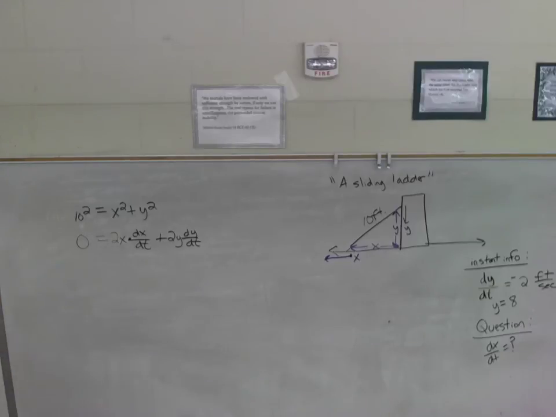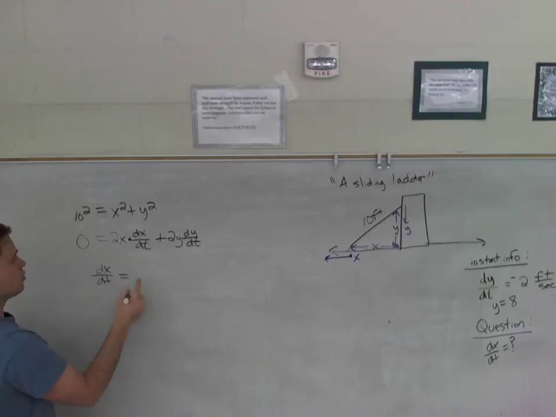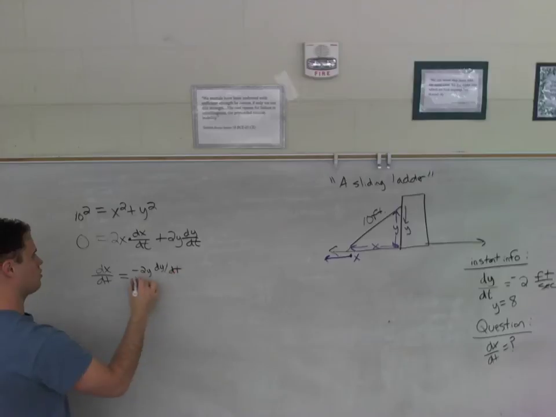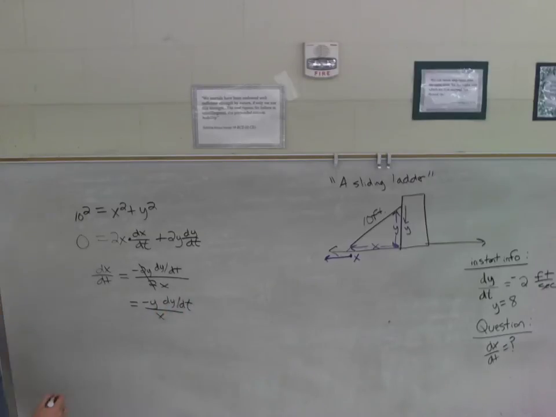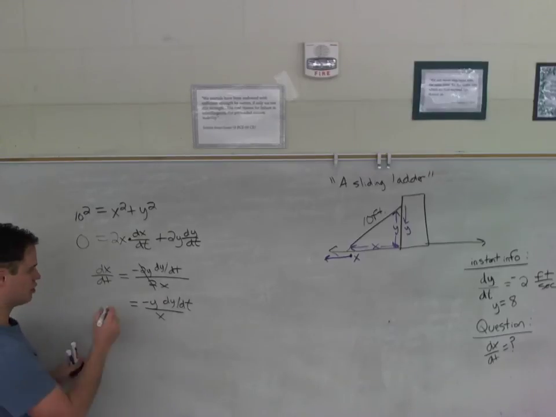Okay, so what are we supposed to solve for? Solve for dx/dt. It equals, move that over, negative 2y dy/dt over 2x. The 2's cancel, so you get negative y dy/dt over x. He actually subtracted 2y dy/dt, I moved this over there and divided by 2x. Use your favorite algebra, I don't care. So now, plug stuff in, and we should get our answer.